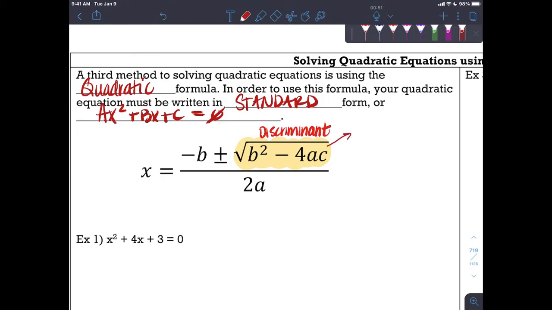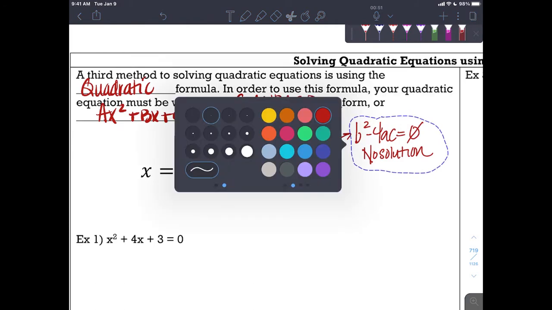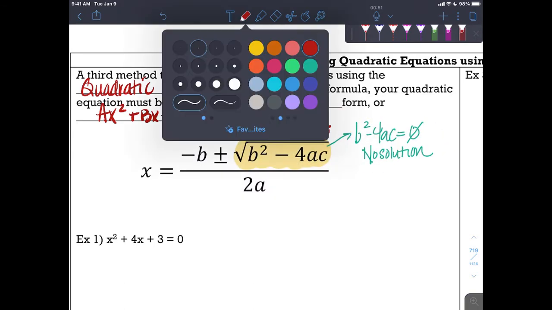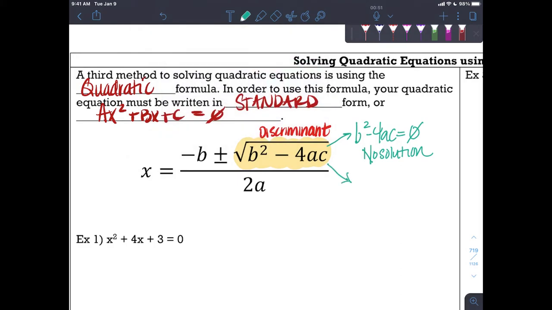That means if the discriminant, b squared minus 4ac, is a negative number, less than 0, there is no solution. And if b squared minus 4ac is equal to 0, this will be one solution.